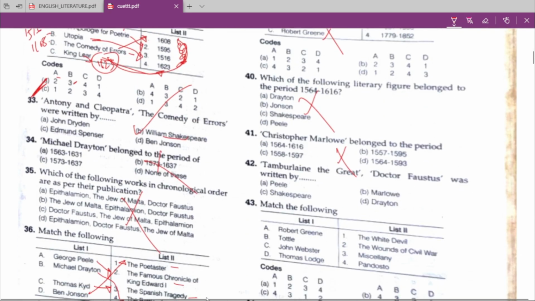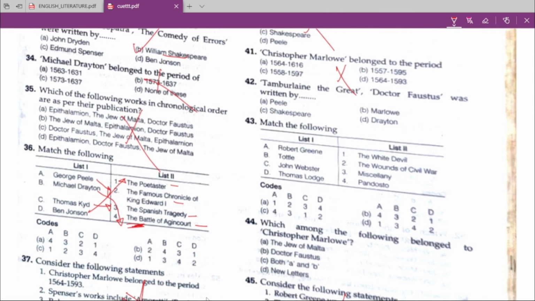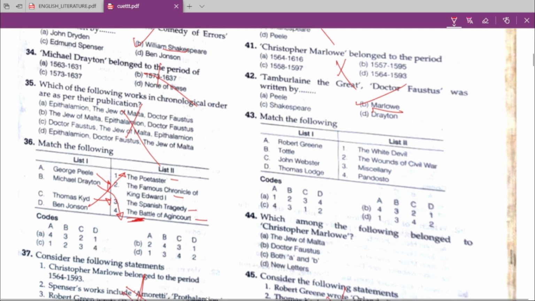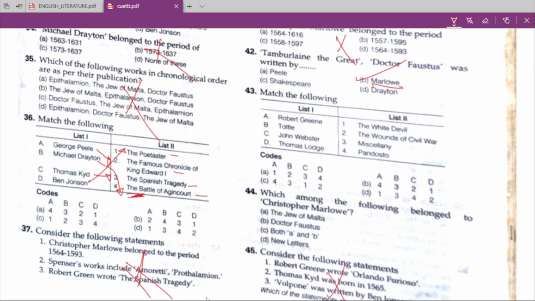Okay. Moving on to question number 42. Tamburlaine the Great and Dr. Faustus were written by Christopher Marlowe. Robert Greene, Tottel, John Webster, Thomas Lodge. John Webster has written The White Devil, Robert Greene has written Pandosto, Tottel published Tottel's Miscellany, and The Wounds of Civil War was written by Thomas Lodge.